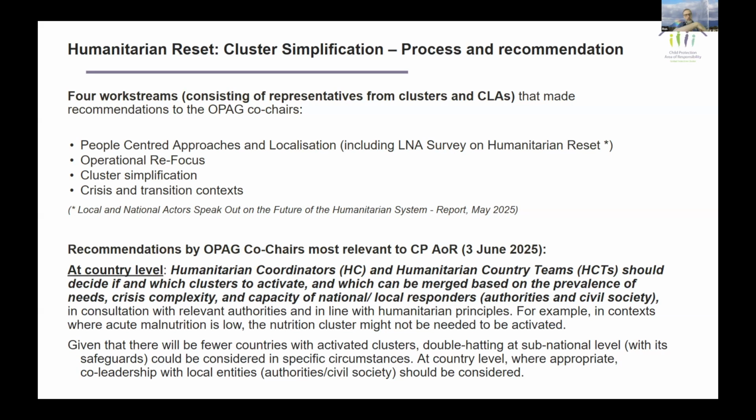And then finally, there was a group on crisis and transition context, which looked at what are the options for transitions and deactivation, and it was basically trying to also see what needed to be put in place to accelerate deactivation and transitions. Now, what I'll focus on is particularly the part that looked at the simplification from the perspective of child protection.